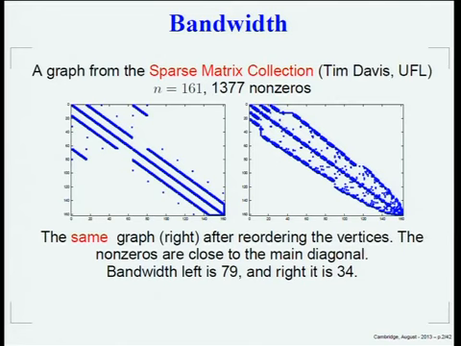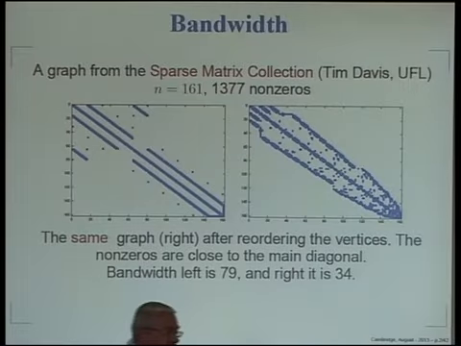The only thing I've done is, here I took this graph from a matrix collection. It has 161 nodes. It has a certain number of non-zeros. And this is how you find the graph in this collection, or the matrix. And here I tried to simultaneously change the rows and columns of the matrix in such a way that the non-zeros get packed as much as possible to the main diagonal. So here the bandwidth, you see this little blue dot is close to column 80, so the bandwidth is 79 in this graph, and here everything is much closer to the main diagonal.